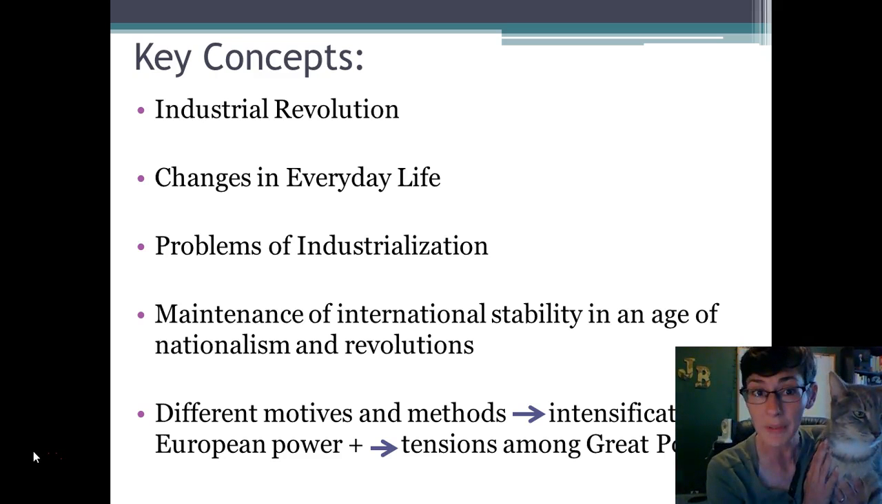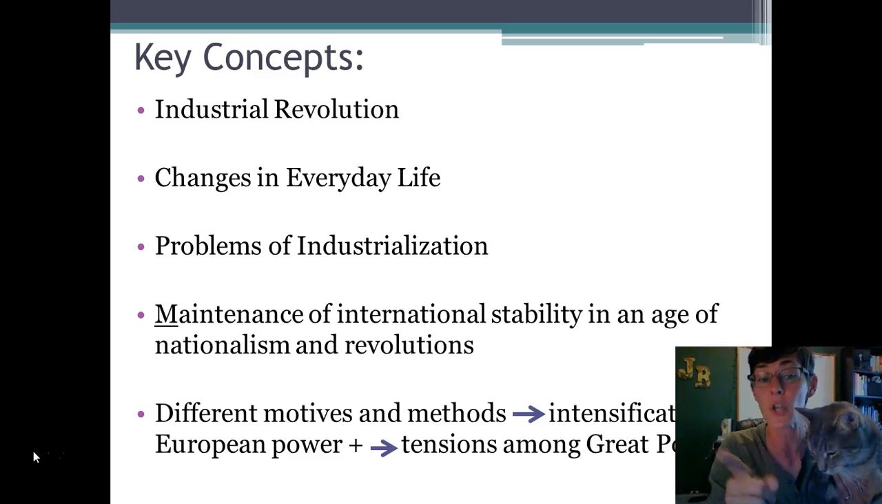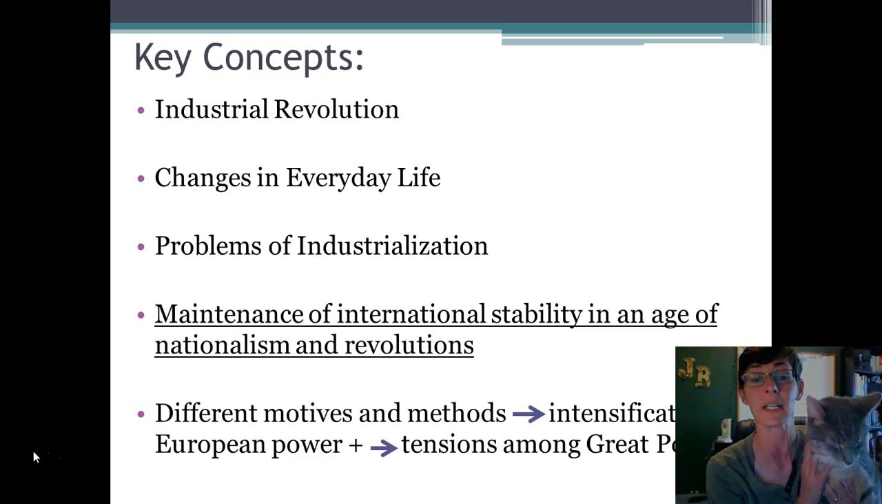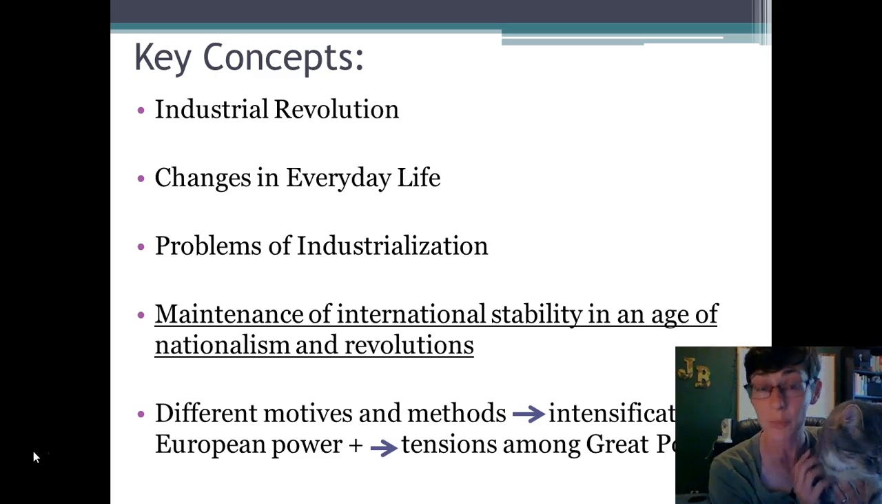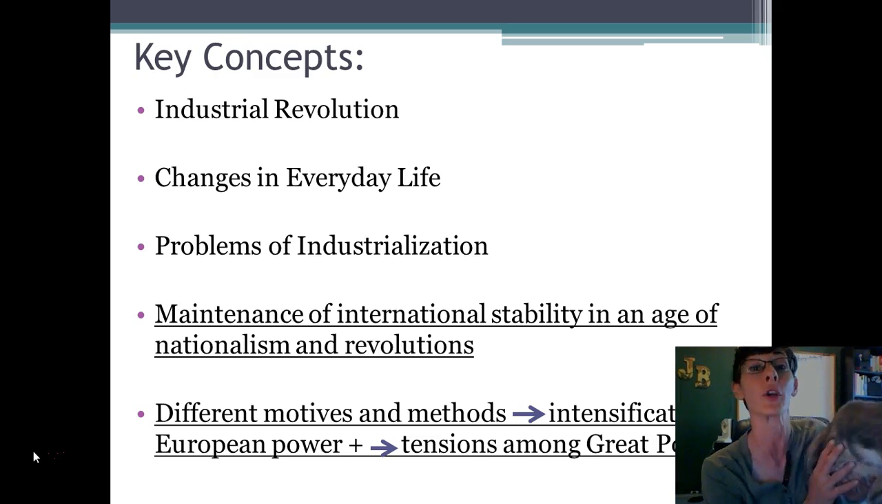So, we already talked about the Industrial Revolution, changes in everyday life, and the problems of industrialization. We started the maintenance of international stability in an age of nationalism and revolutions, and we're going to complete that now. We're also going to discuss the different motives and methods that led to an intensification of European power, and thus led to tensions among the great powers. This is going to help us understand the build-up to World War I.